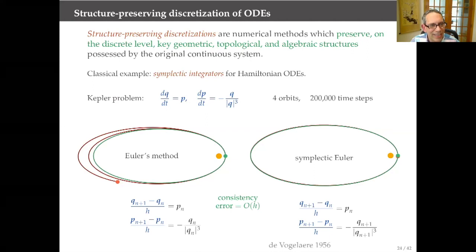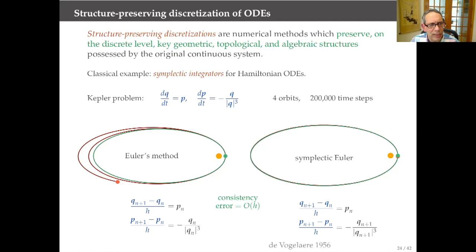Suppose I make the tiniest change to this method. After I've computed Qn plus one from the first equation, I use it in the second equation. So I change those n's on the right-hand side to Qn plus one. That's something invented by de Vogelaere in '56 called the symplectic Euler method. I do the same thing, I go four orbits, and you see it's almost perfect. You can't see the difference between the two orbits. It's remarkable. It's like magic.